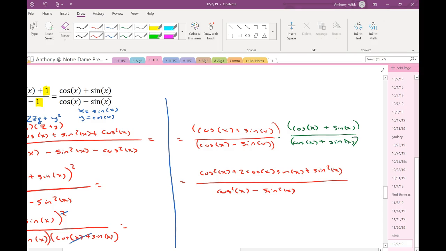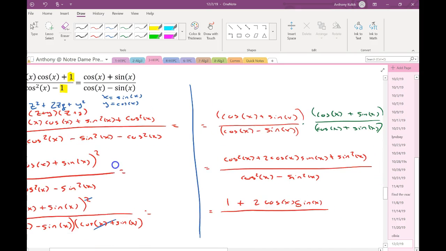So when I FOIL that all out, I get cosine squared x plus 2 cosine x sine x plus sine squared x over cosine squared x minus sine squared x. If I use the first Pythagorean identity in the numerator, that fixes my numerator to what I need it to be. Right? Then I just have to worry about the denominator.